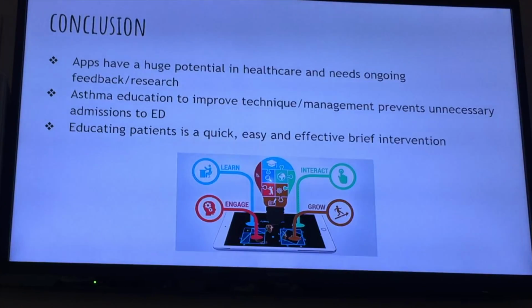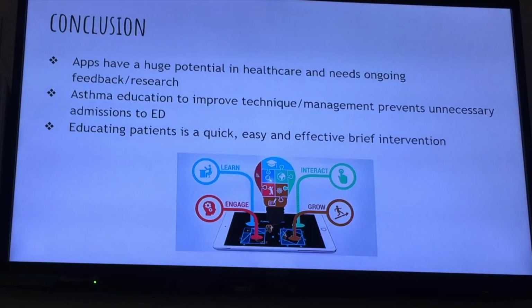So I guess the conclusion we can draw from this is that apps in education have really taken off in the past few years, and there's huge potential in healthcare and in education in general. But there also needs to be a degree of caution, because it's not that well researched in terms of ethical or privacy issues, such as what happens to the data and who gets the data. So it needs ongoing feedback and research in order to improve it.